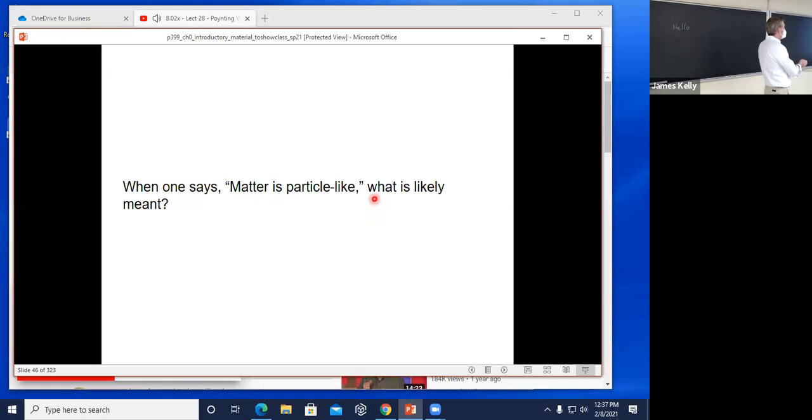But when most people think of the word particle, they think of something kind of infinitely small, or at least very small. Even my kids in elementary school think of it like, oh, it's down to the particle level. What if you could see an individual particle? If someone said matter is wave-like, what might that mean?